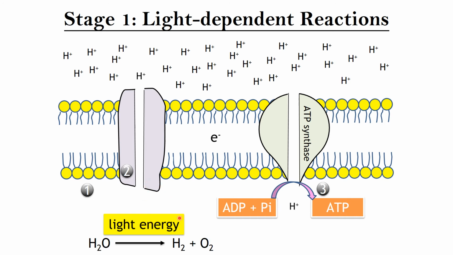At the same time, we can also say that light energy is carrying out this process, so it's splitting water into hydrogen and oxygen. In respiration, NAD was coming in here, carrying hydrogen ions and electrons. This time, the source of the energy is light energy.